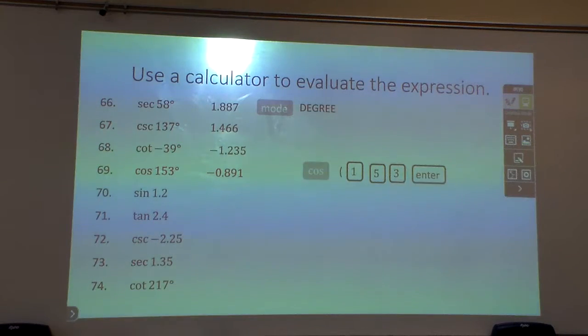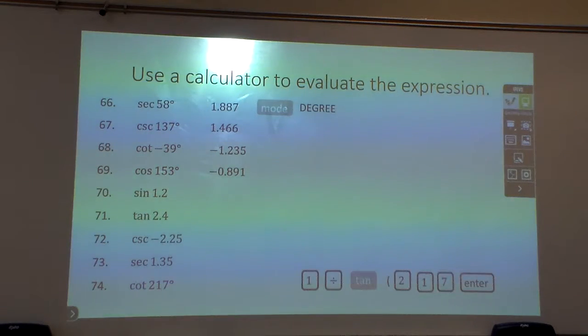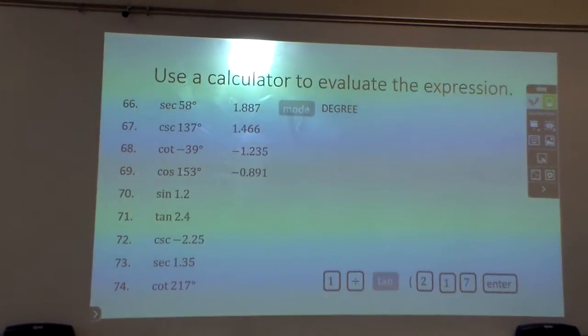70 is not degrees. 70 is a radian. How do I know 70 is a radian and not a degree? There's no degree sign. So I'm going to do 74 first. It's cotangent, so I have to do 1 divided by tangent because there's no cotangent button, and I get 1.327. I skipped to 74 because I was in degrees, so I don't have to change my mode.